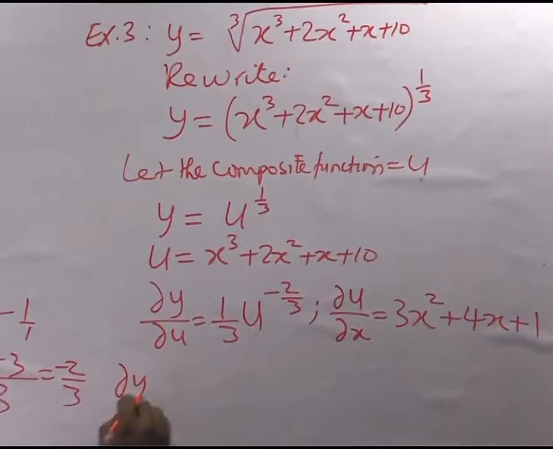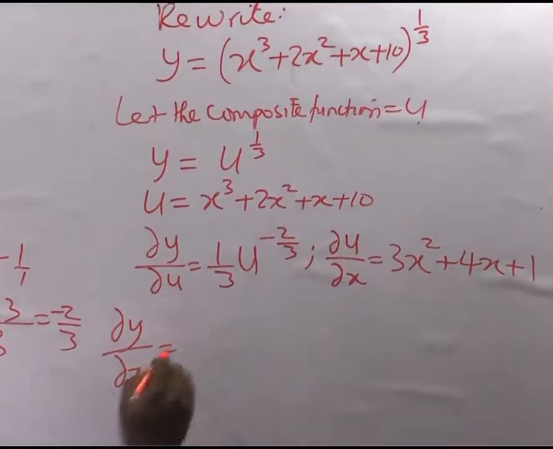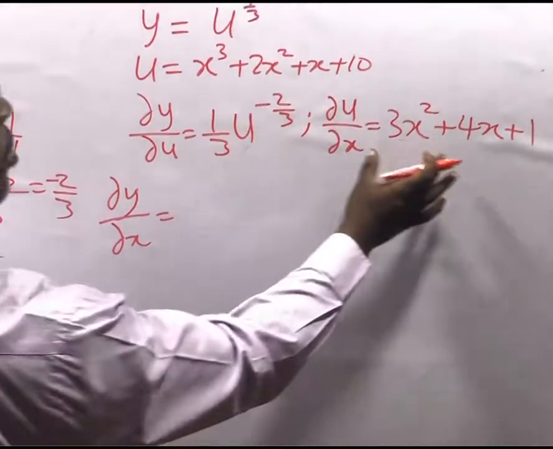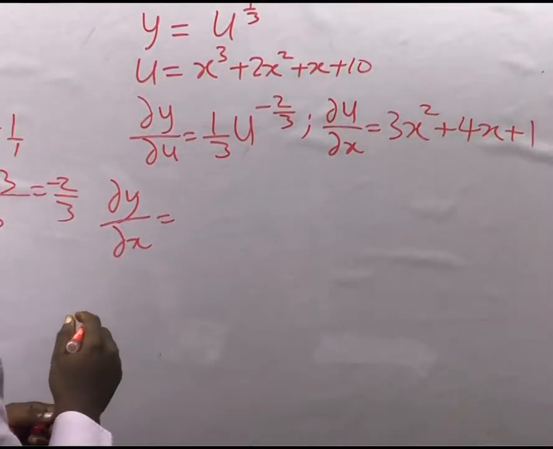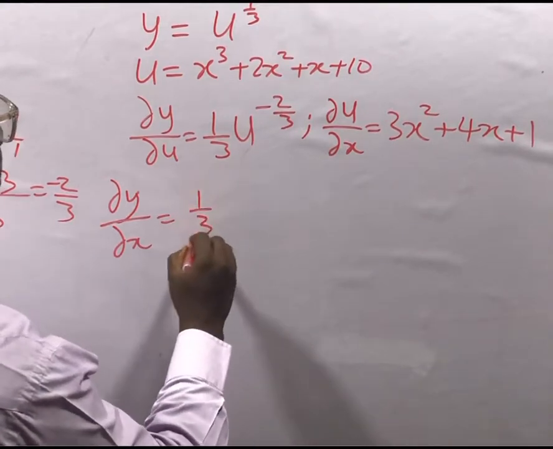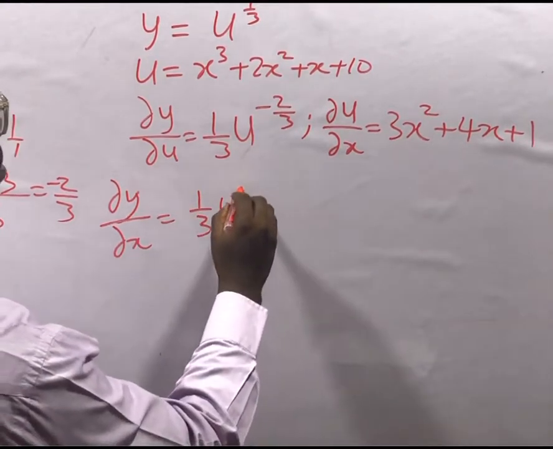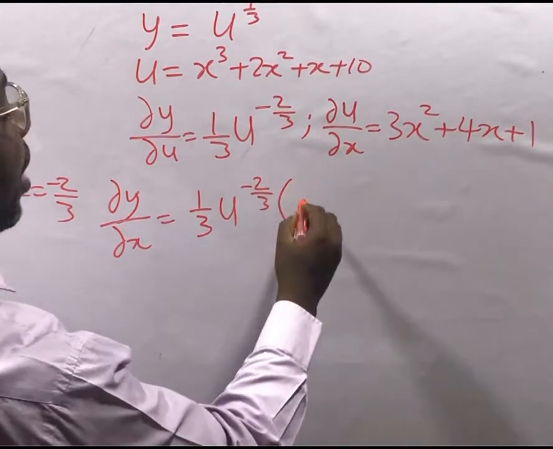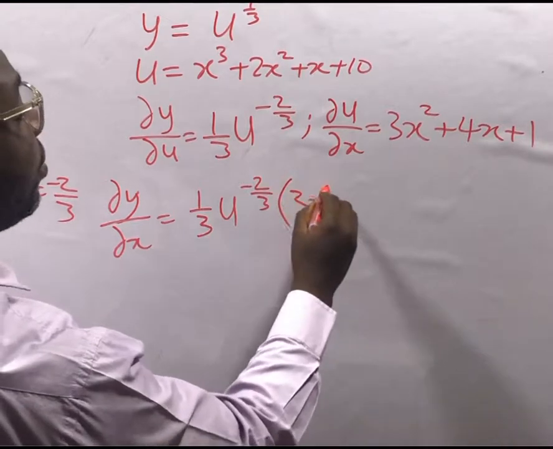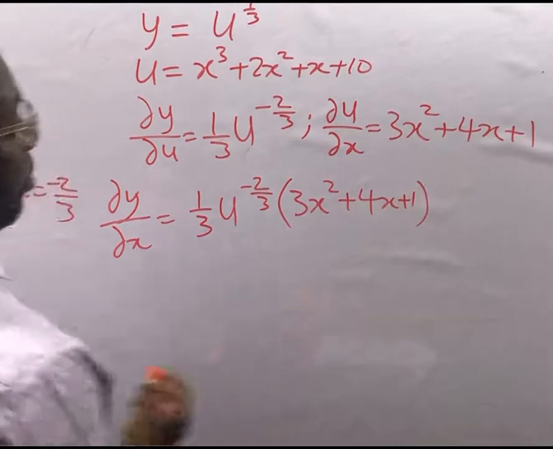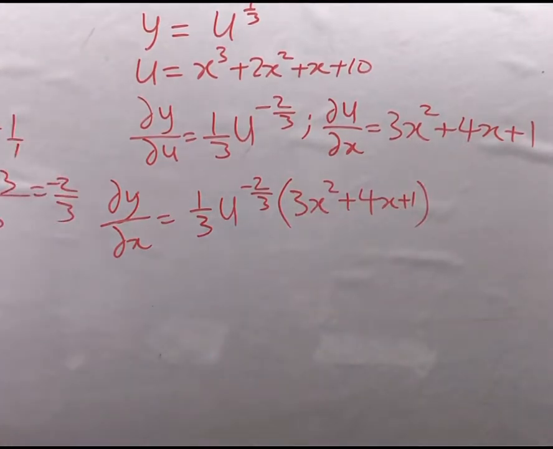So dy/dx will now be what we have here multiplied by this. So this becomes 1 all over 3 u raised to the power minus 2 all over 3 multiplied by 3x raised to the power 2 plus 4x plus 1. That's what we have. So having got this, where do we go from here?